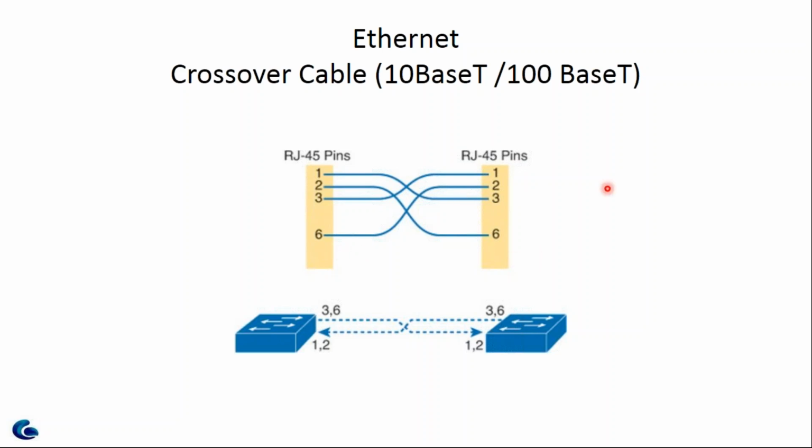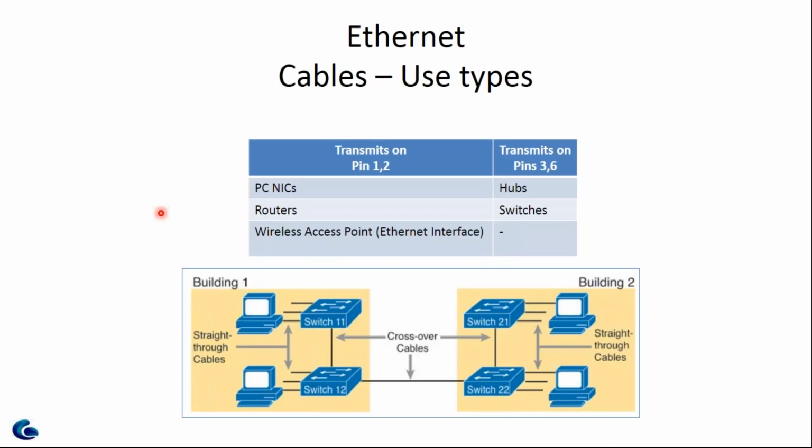So you use a cross wire. 1 and 2 will go to 3 and 6, and this 1 and 2 will go to 3 and 6. So depending upon what device you are connecting, you have to use a straight or cross wire. So here, a simple table.